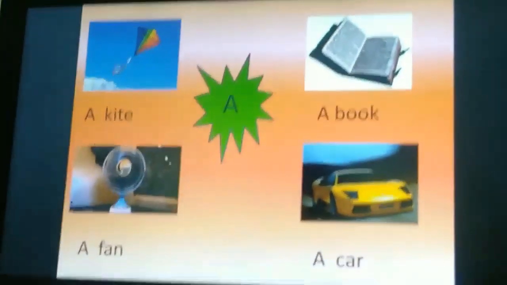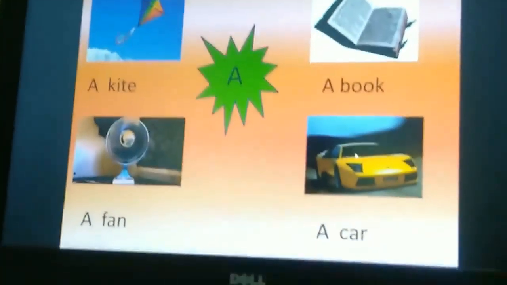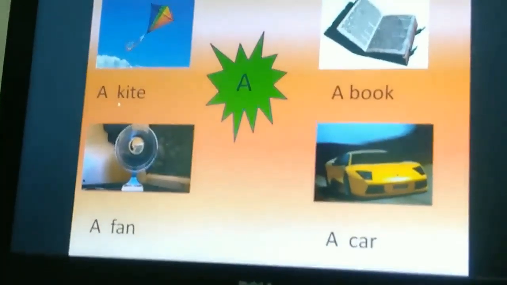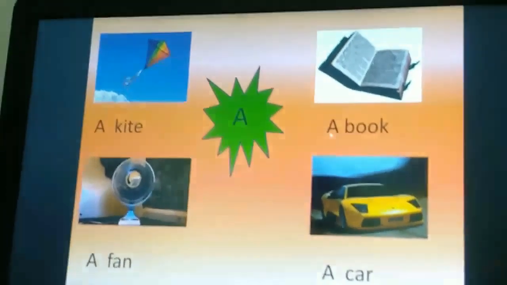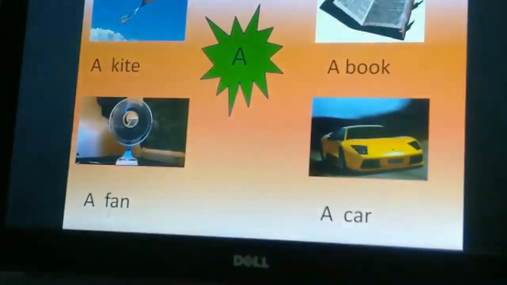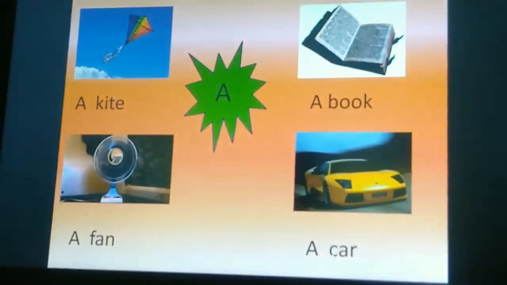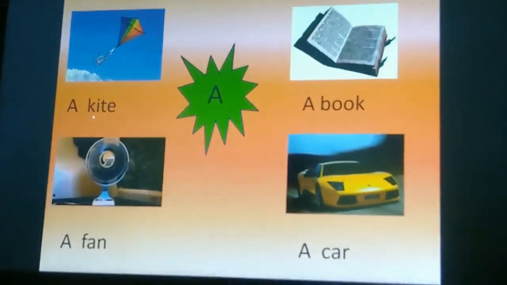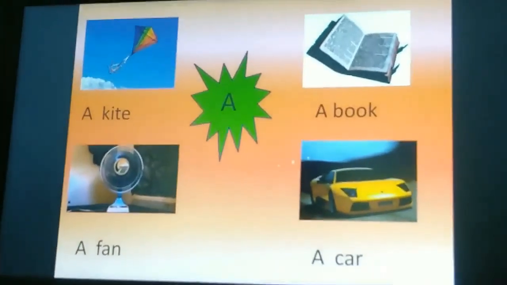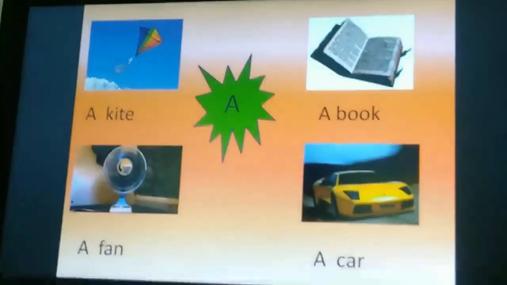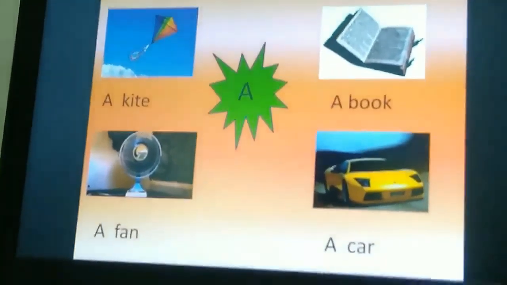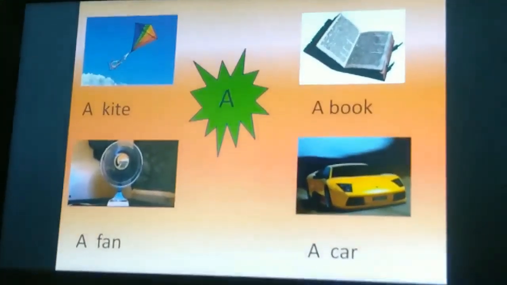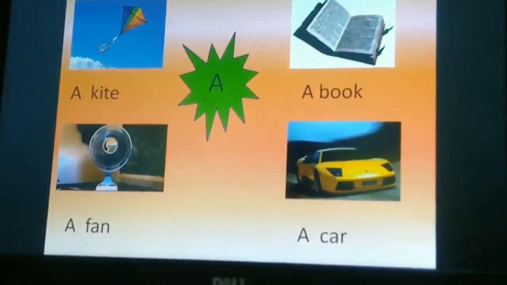Now look at this. Kite, book, fan, car. K, B, F, K. These are consonant words. K is a consonant, F is a consonant, B is a consonant, and again K is a consonant. So you have to write a, because these are consonant words.